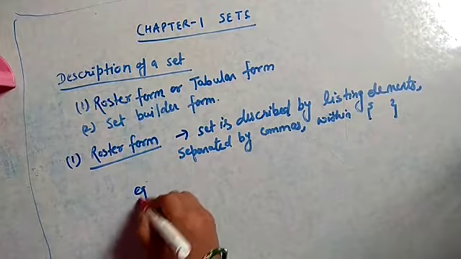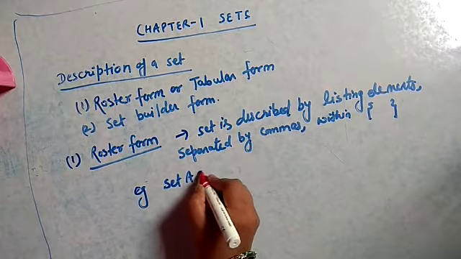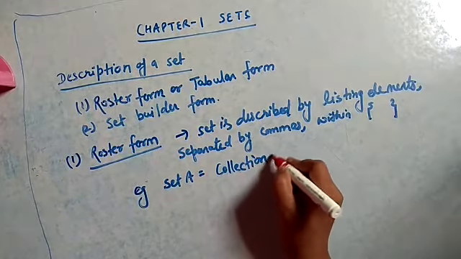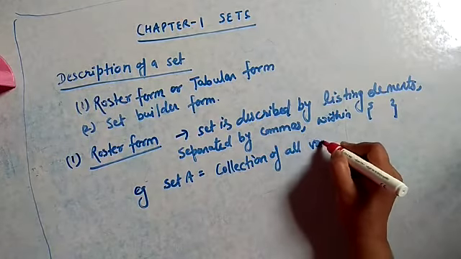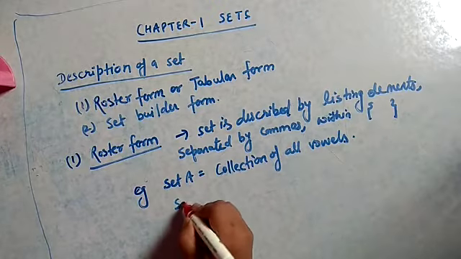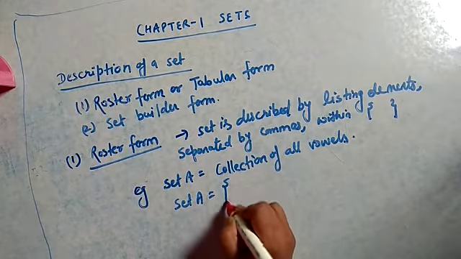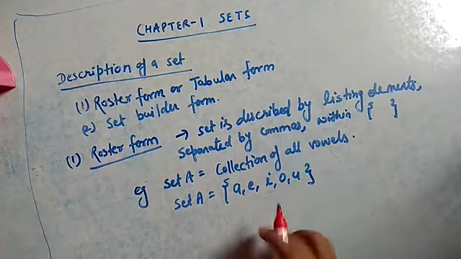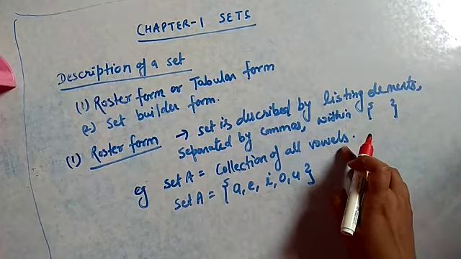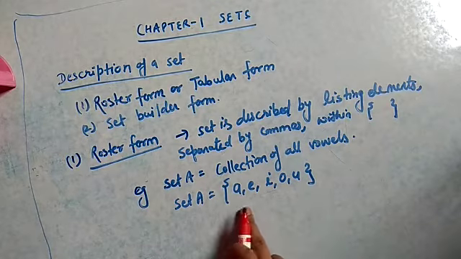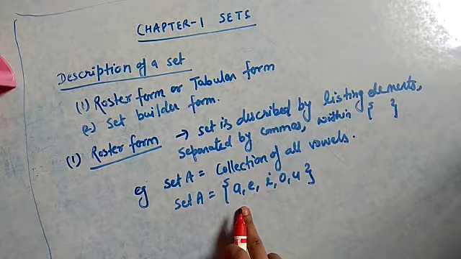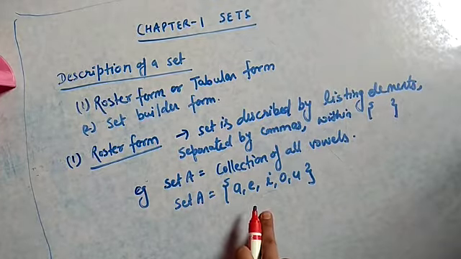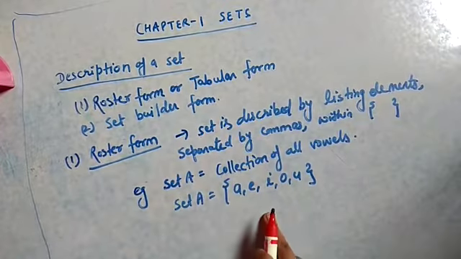Example, if I tell you that I have a set which is the collection of all vowels, I can write it like this: set A equals A, E, I, O, U. So here I have written all the elements of this set inside the curly braces, and I have separated all the elements with the help of commas. So this method is said to be the roster form, or you can say tabular form.